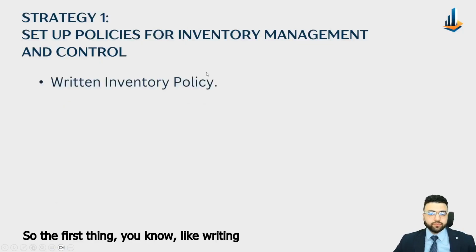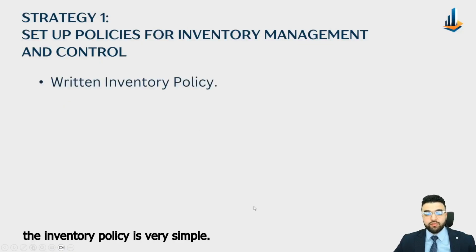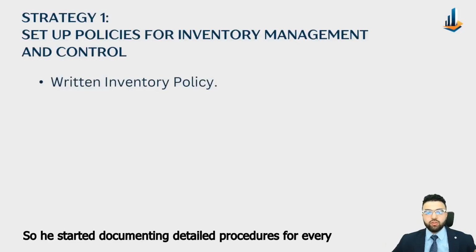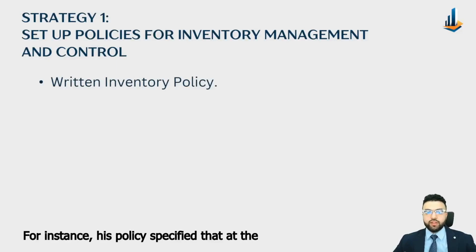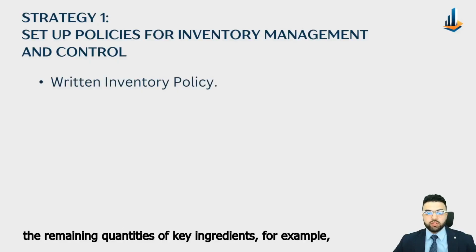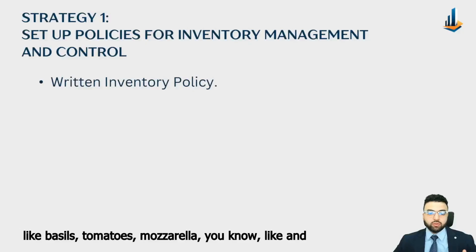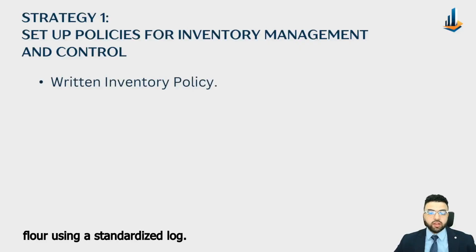So the first thing: writing the inventory policy is very simple. You just need to sit with yourself and see what it is that you need to control. I'm going to go back again to Tony's example. He started documenting detailed procedures for every step of his inventory process. For instance, his policy specified that at the start of each shift, kitchen staff must record the remaining quantities of key ingredients, for example basil, tomatoes, mozzarella, and flour, using a standardized log.